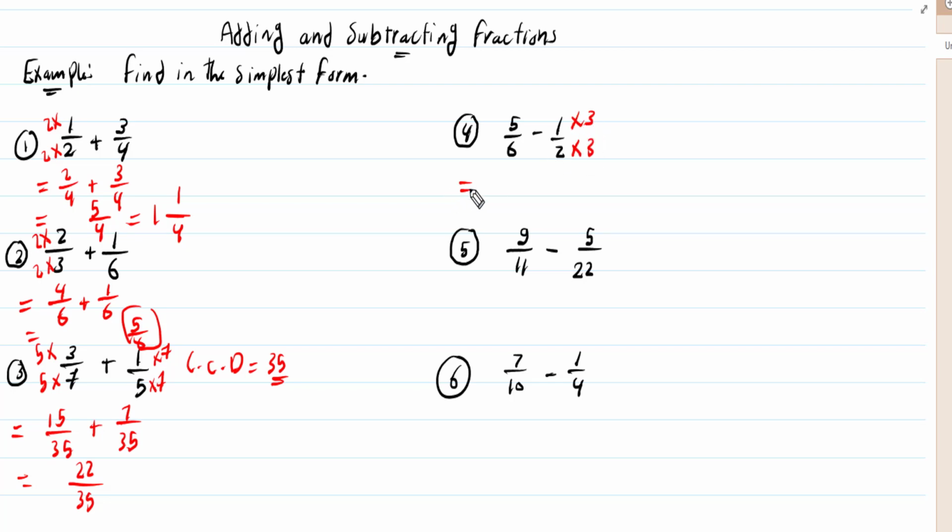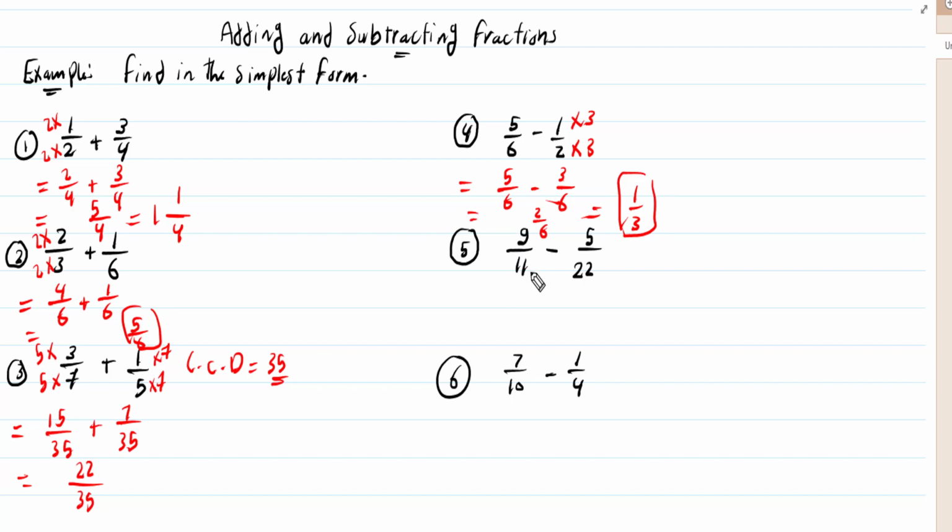So it will be 5 over 6 minus 3 over 6. 5 minus 3, it will be 2 over 6. And 2 over 6 is not in the simplest form. It will be 1 over 3, divide by 2 the two terms of the fraction.